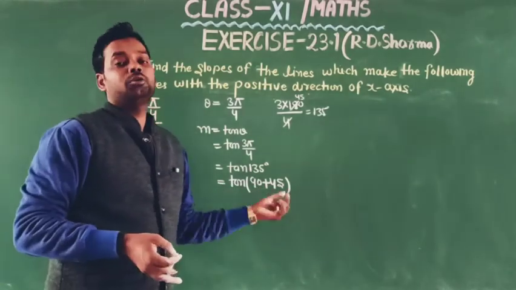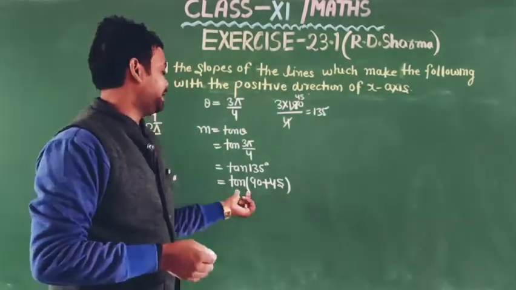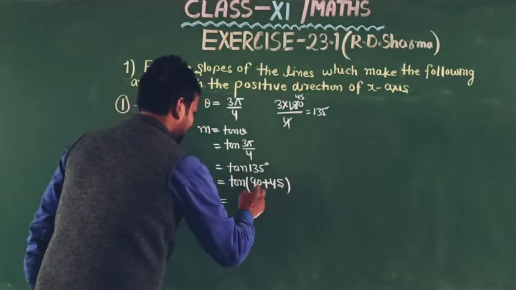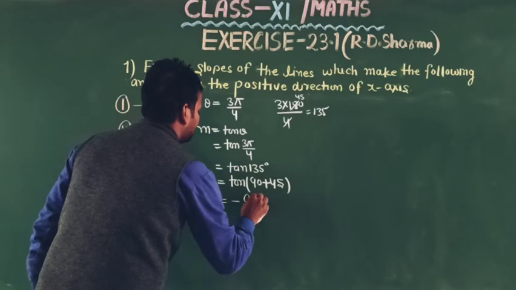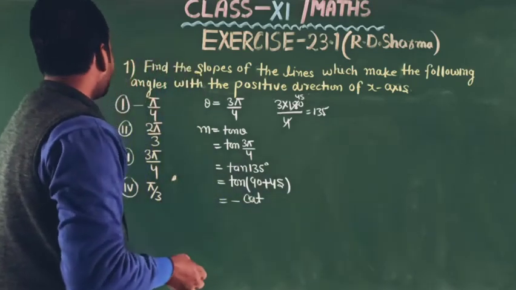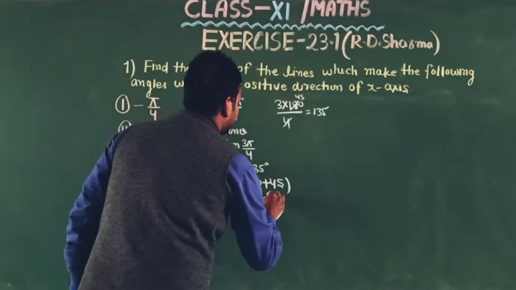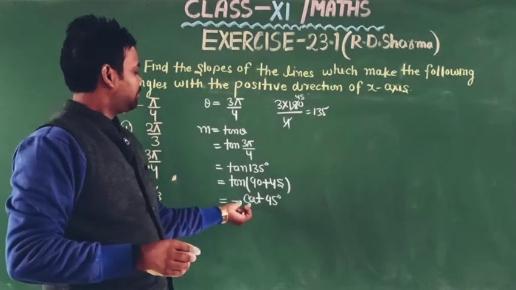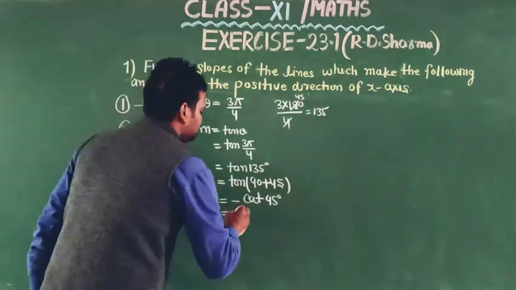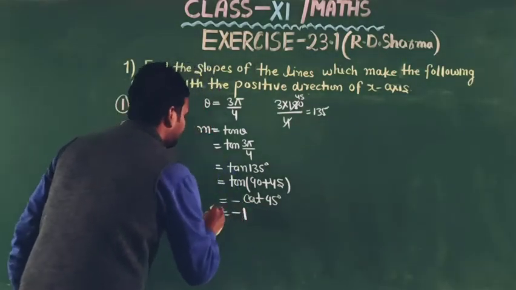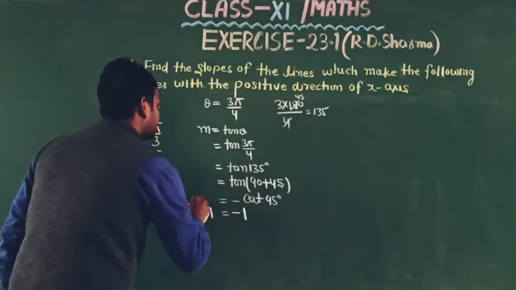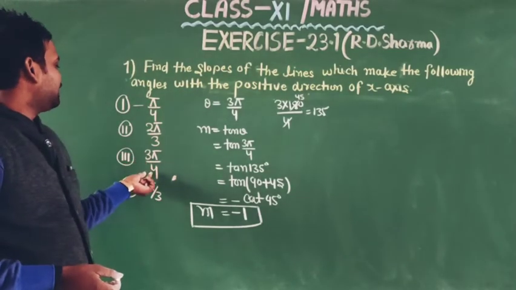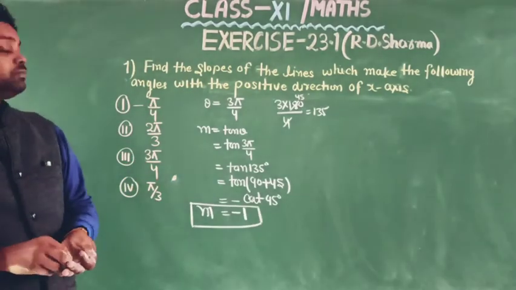90 plus 45 lies in the second quadrant. In the second quadrant tan is negative, so this would be minus cot 45 degrees, and the value of cot 45 degrees is 1. So the slope of the line is minus 1 when it makes an angle 3 pi by 4 with the positive direction of the x-axis.